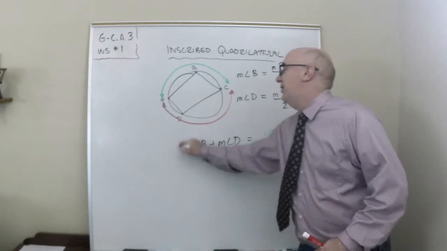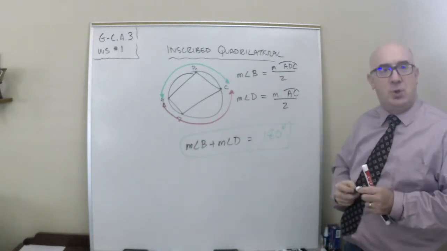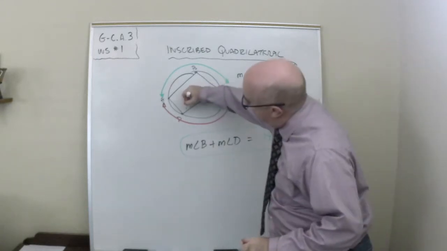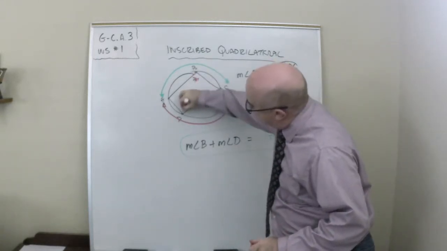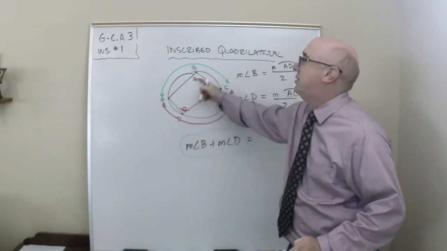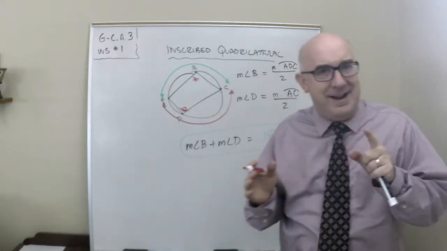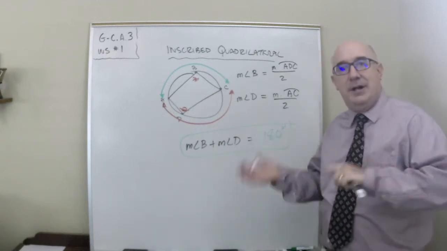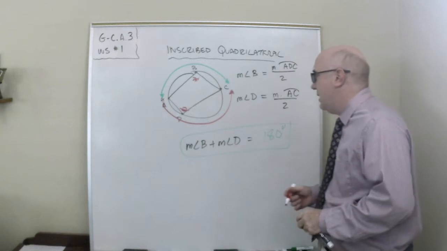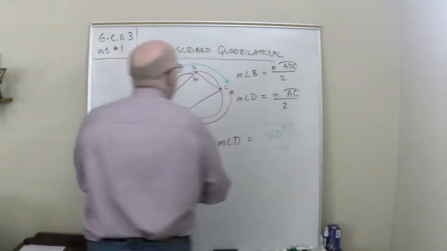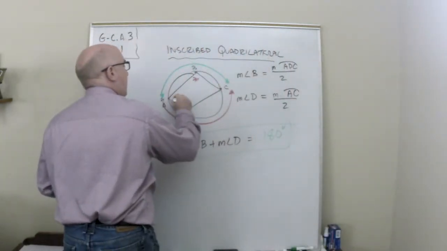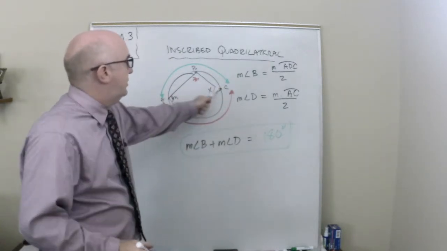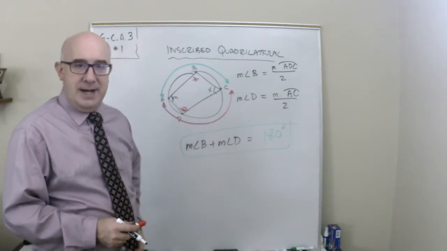So we learned that in an inscribed quadrilateral, opposite angles, this guy right here and this guy right here, will add up to 180. They're not 90 and 90 necessarily. They could be 20 and 160. They could be 100 and 80 and whatever. Now I didn't prove this, but it would also be true that this angle and this angle over here would also add up to 180.